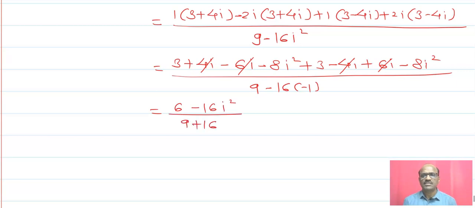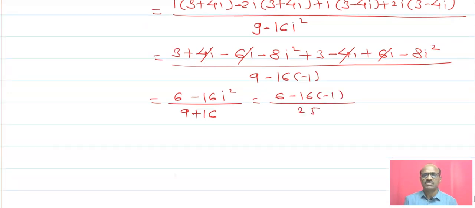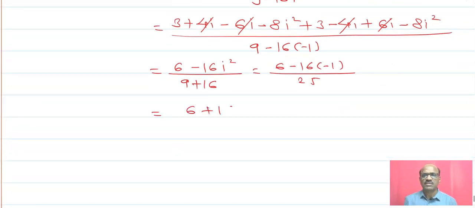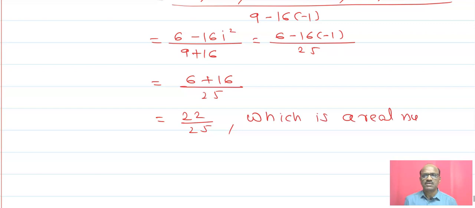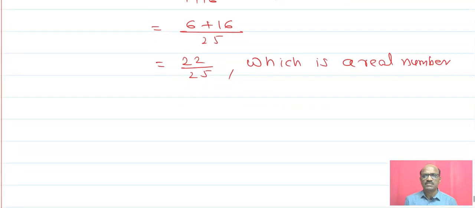And again minus 16i square. i square means what? Minus 1. And that's why you will get 6 plus 16 upon 25, and that is equal to 22 upon 25, which is a real number. Now next question.